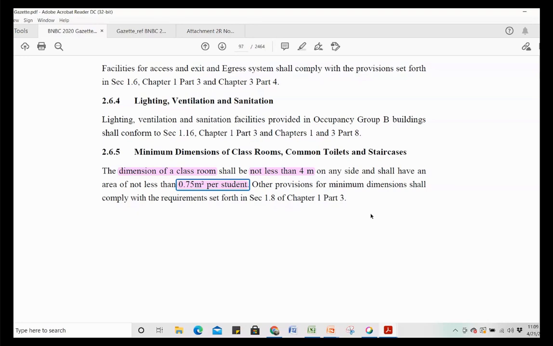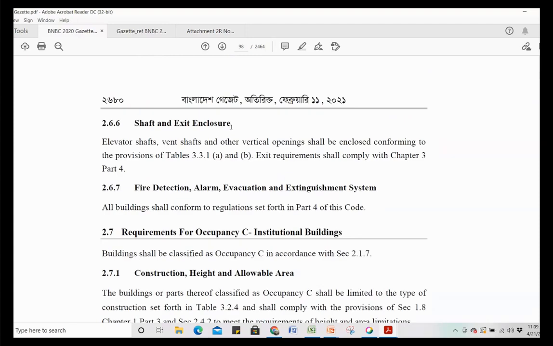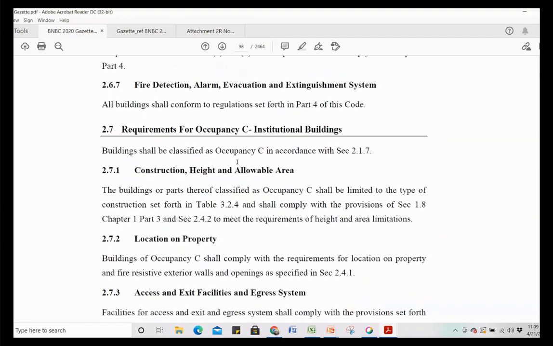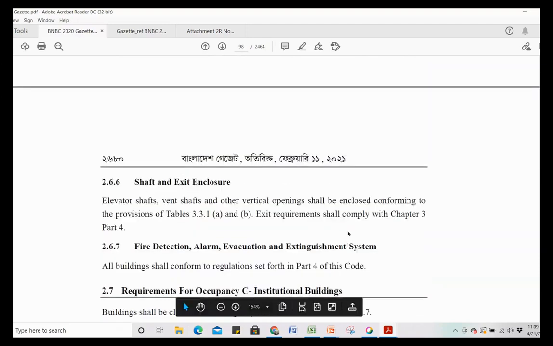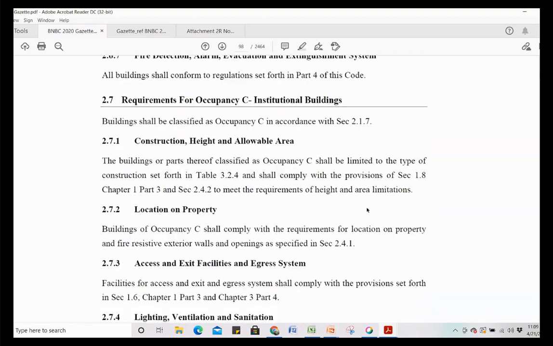Other provisions will comply like general references as done in other occupancies. So the shaft and exit enclosure, fire detection, alarm, evacuation and extinguishing system, these are all like the rest of the occupancies. It is referred to some other sections or chapters. That is the end of occupancy B. Let us start with occupancy C.